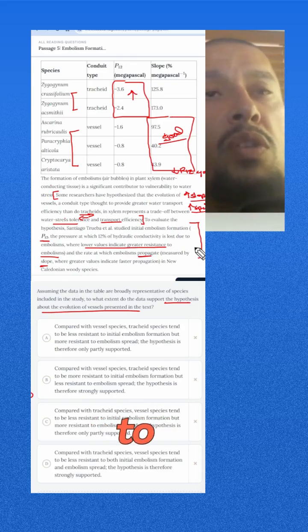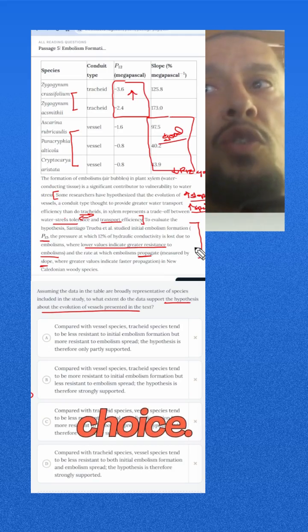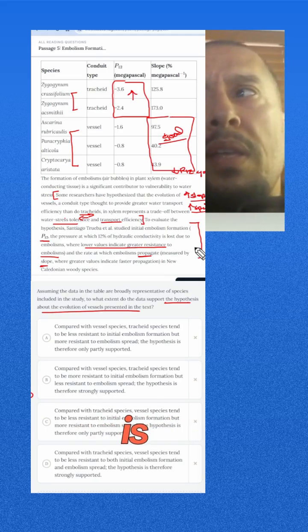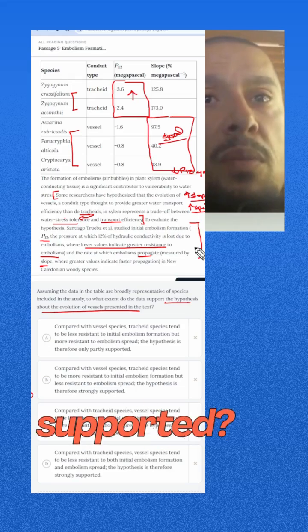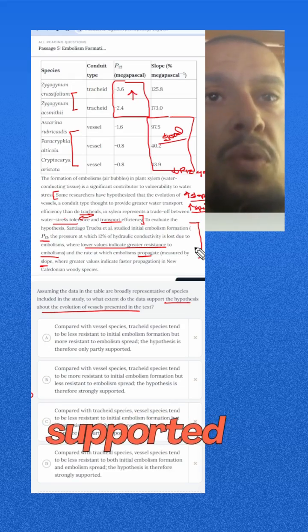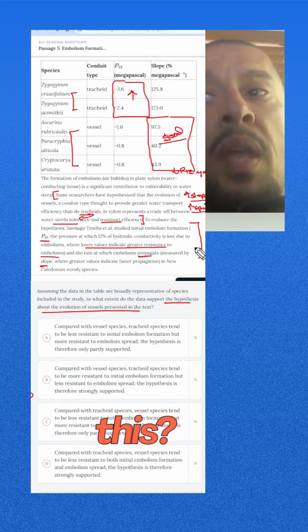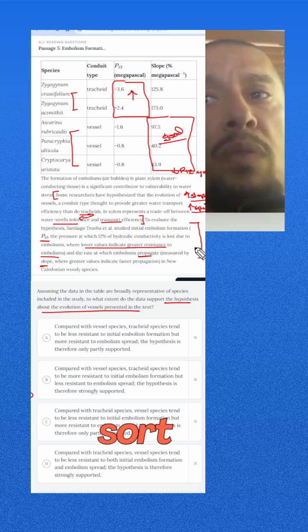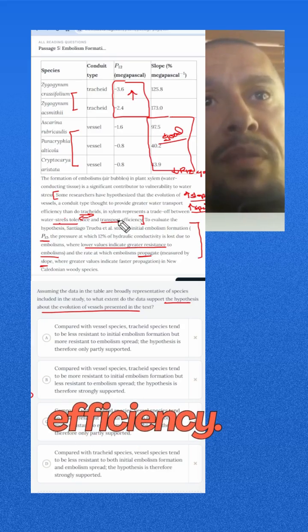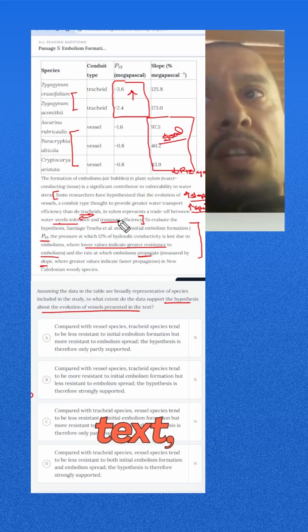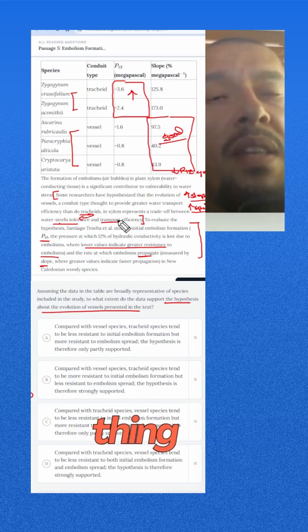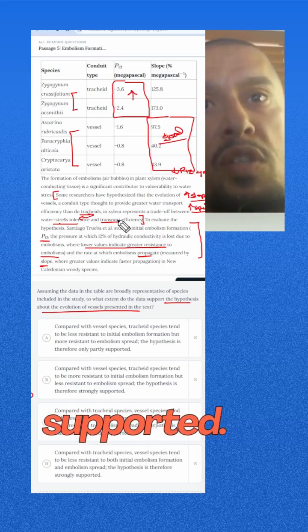So what we want to do right now is actually predict an answer choice. We want to think, well, is this hypothesis supported? Is it fully supported? Is it partly supported? Or is it not supported at all? We're going to say that it's partly supported. And why do we say this? Because there's some sort of trade-off between tolerance and transport efficiency. However, according to the text, the tracheid is good at one thing and the vessel is good at another thing. So it's partly supported.